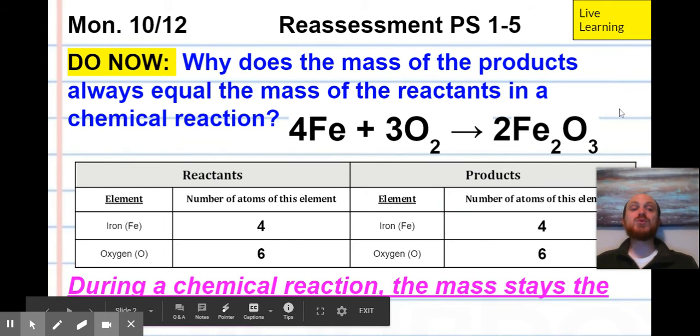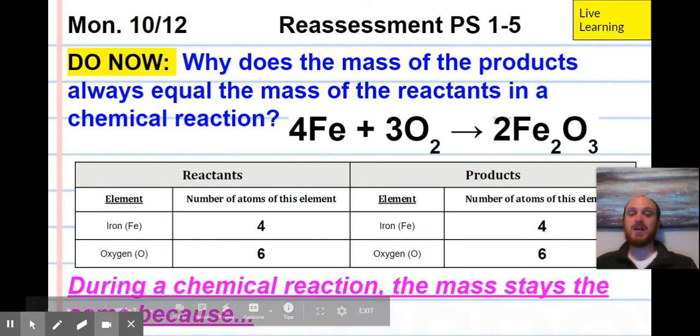Then I want you to use this sentence starter: During a chemical reaction, the mass stays the same because, and finish that. Try to explain what the atoms do during a chemical reaction. That would explain why mass is always conserved. It always stays the same. Pause me, do that now, and we'll keep going.